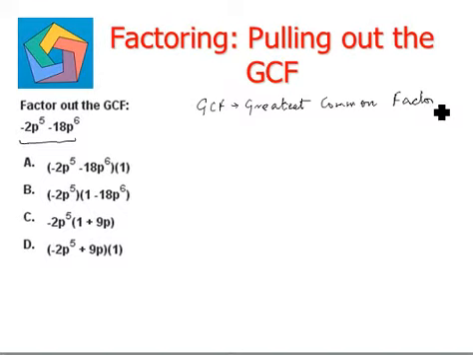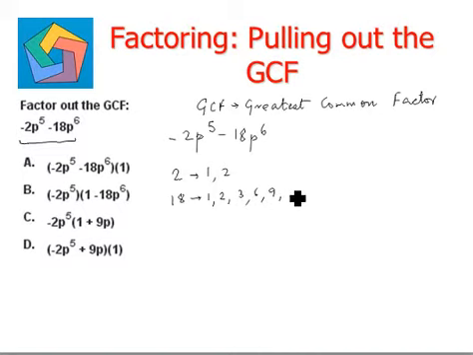Now let's see how we'll find out the GCF of this expression. The given question is negative 2p to the power of 5 minus 18p to the power of 6. First find the GCF of the coefficients, that is 2 and 18. The factors of 2 are 1, 2. The factors of 18 are 1, 2, 3, 6, 9 and 18. From here we find that the GCF is 2.